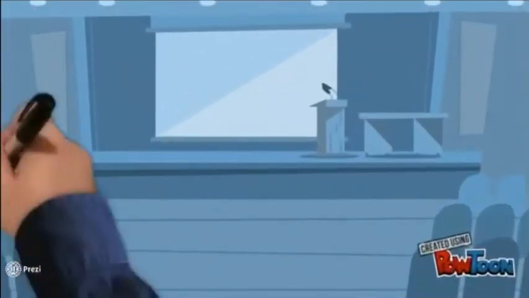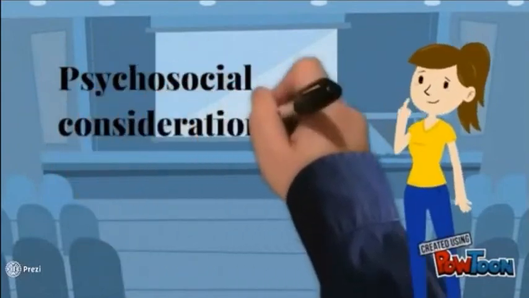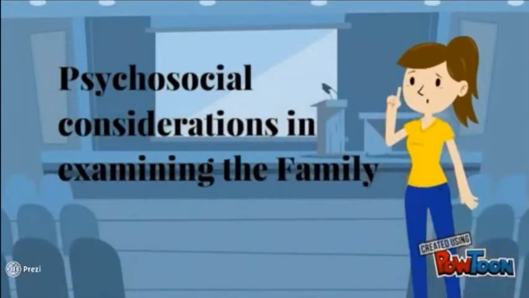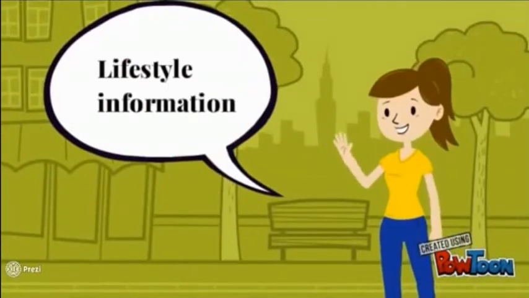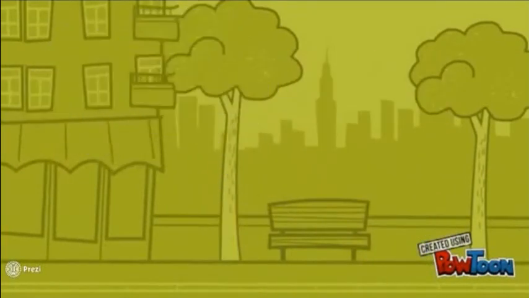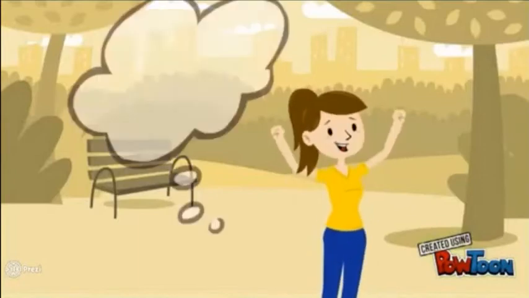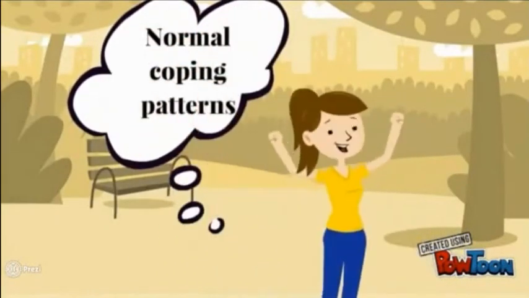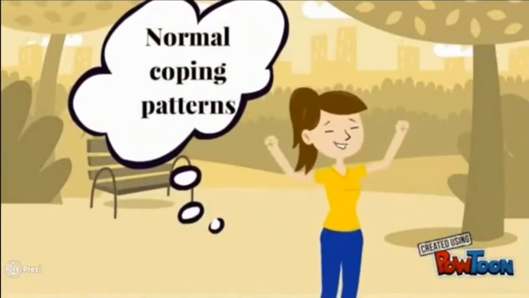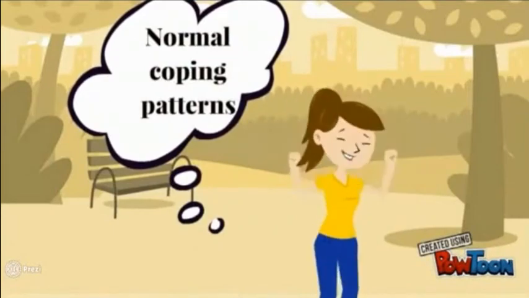Important psychosocial considerations to examine the De La Cruz family include lifestyle information: determine the family's significant relationships, available support people, marital status, occupation, religion, and other important components of the family's lifestyle. Normal coping patterns: identify which coping mechanisms the family uses when under stress and which they used during past stressful events.